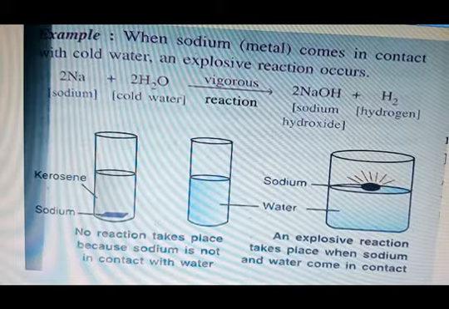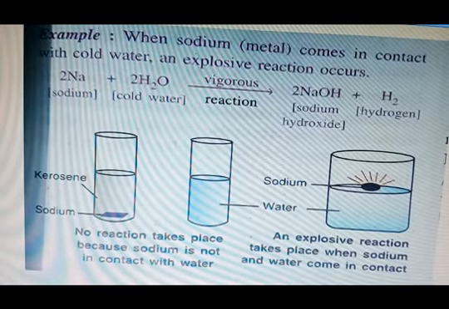So number one is close contact. A chemical reaction takes place when two or more substances are mixed together, that is, when they directly come into contact with each other. So for a chemical reaction to take place, there should be a close contact.